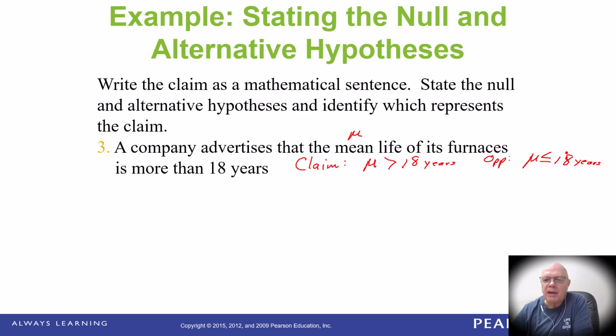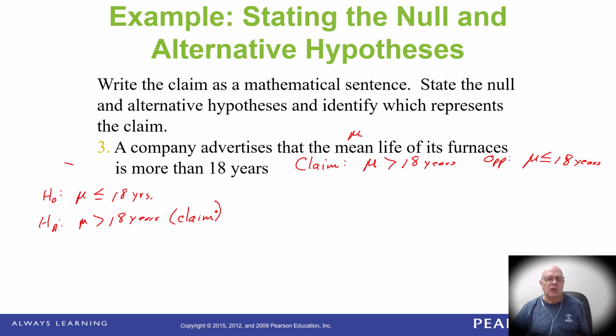All right, we've got our pieces to put together. Now we'll come down here, and which one's the null? We'll look back over here. Which one has the equals? The second one. So we'll put mu is less than or equal to 18 years. And that means then that the alternate has to be mu is greater than 18 years. What else? I need to note which one of these is the actual original claim.